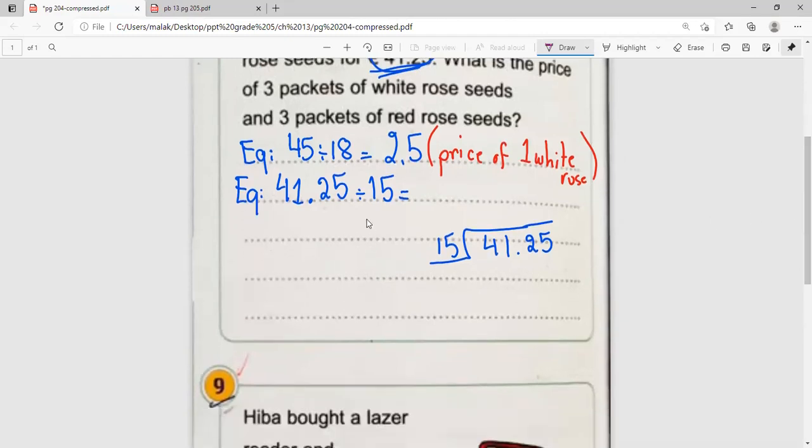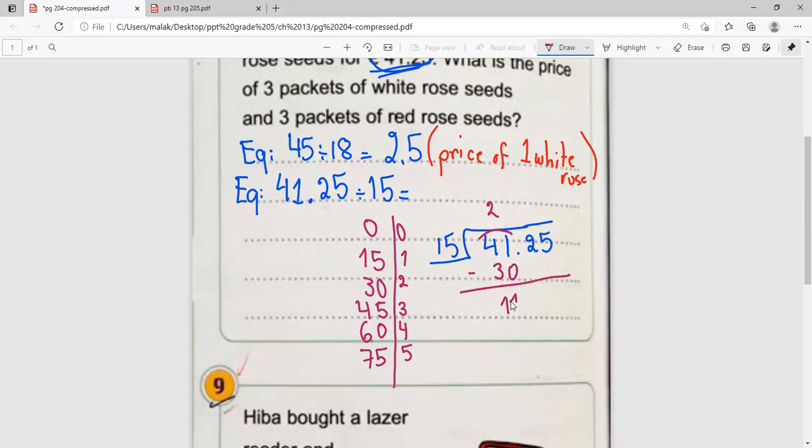Table of 15: 0, 15, 30, 45, 60. Stop, Bilal. Let's start. Which number is very close to 41? 30. So 2 up and 30 down. It's 11. Where should I put the point, Bilal? Up. We bring down 2.